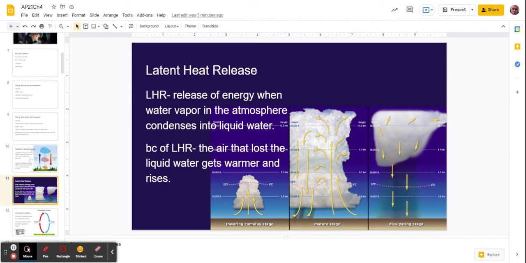Latent heat release is the release of energy when water vapor in the atmosphere condenses into a liquid. So all of a sudden, it goes from water vapor into a liquid, and boom, energy is released. Because of the latent heat release, the air that lost the liquid water gets warmer and it rises. So down here, it's denser and heavier. Okay? When the water's fallen out of it, it gets pushed up. That's why in the summer, in the beginning of your thunderstorm, you just see them building and building and building because they're starting to lose that water and the energy is pushing them up.